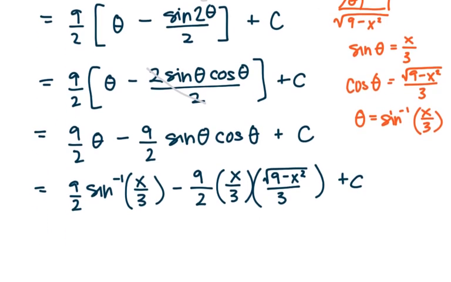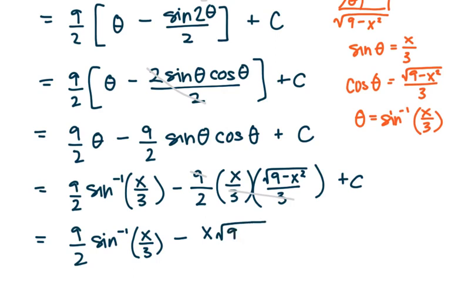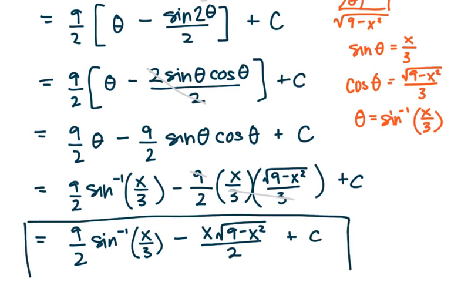So as I work through this, there's just one step. I can reduce the 9 and those 3's out, so I'll just tidy this up just a little bit. 9/2 times sine inverse of x over 3 minus x times the square root of 9 minus x squared over 2 plus c. That's the final answer here for this integration.